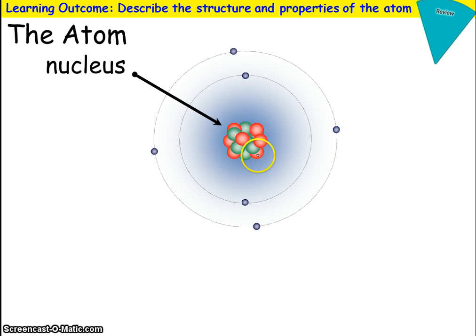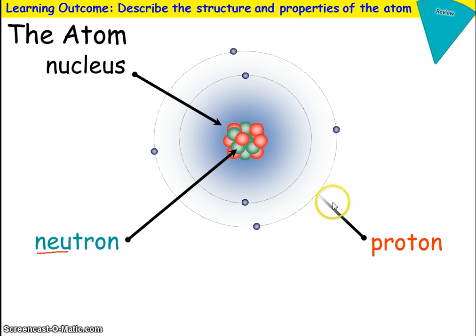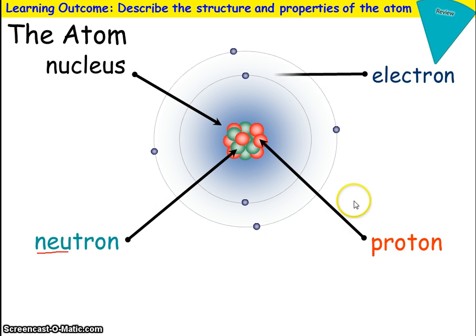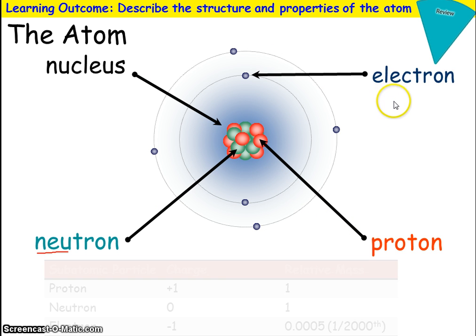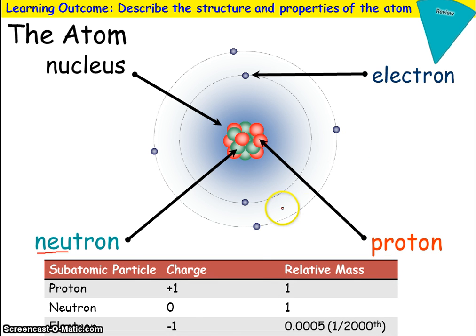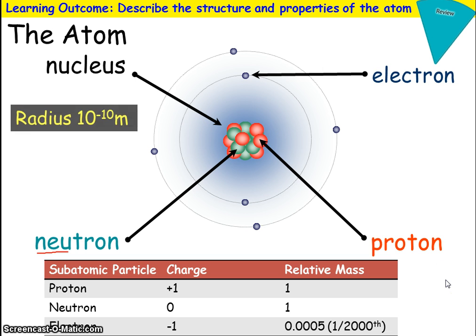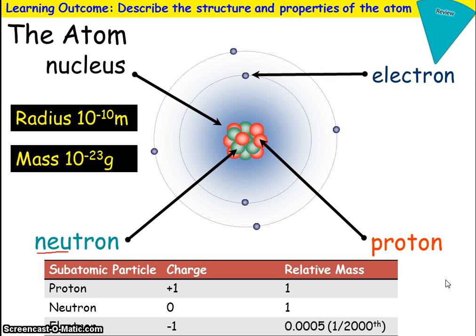And in the nucleus there are two particles. One is a neutron, which has a neutral charge. That means it has no electrical charge. And there's also protons, and those are positive, so they've got a +1 charge. And then around the outside of the atom in the shells, that's where we find the electrons, and they've got a negative charge, which you can see in this table, which we did last lesson. And we also learnt that protons and neutrons are the same size, so we give them a mass number of 1. We also learnt about the radius of the atom and the mass.